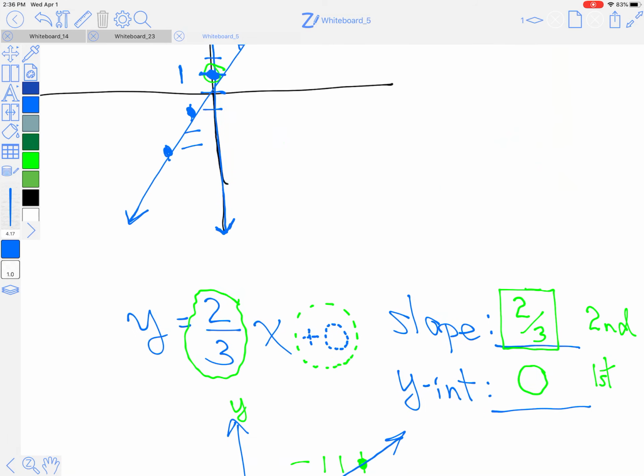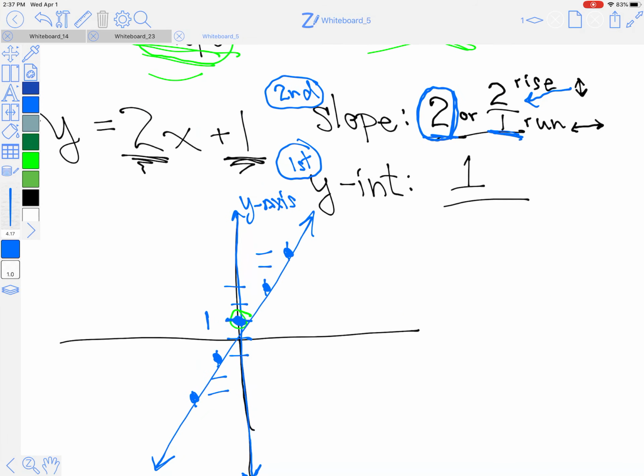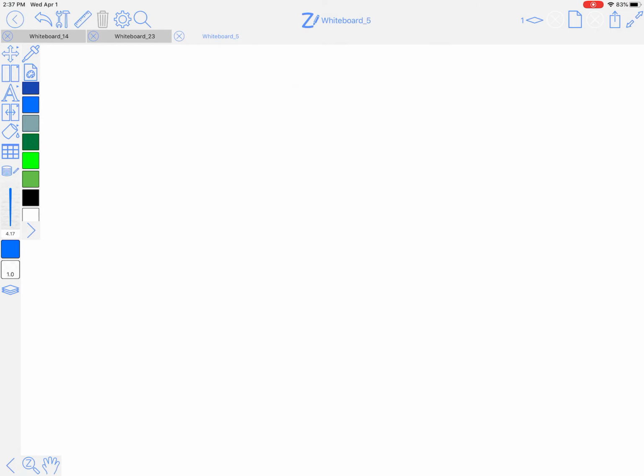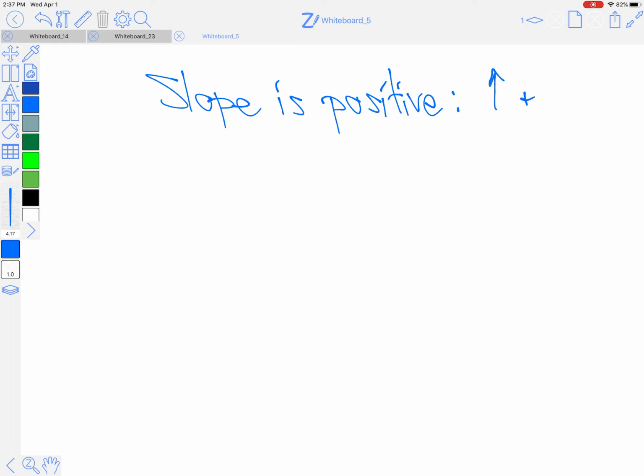Let's talk about slope for a second, because both of these problems that I've done have had a positive slope. That one up there that we did had a slope of 2. This one had a slope of 2/3, both positive numbers. If my slope is positive, that means I'm going to go up and right. Okay, if the slope is positive, I'm going to count up and right.